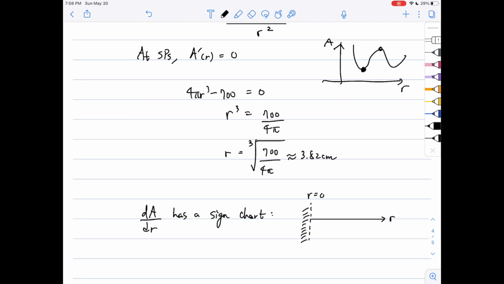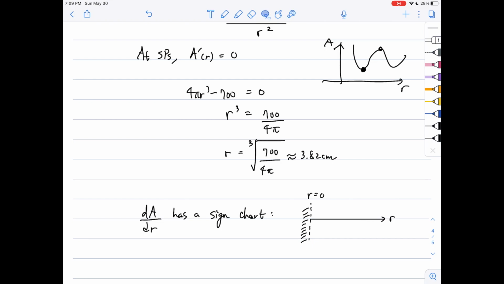And we want to figure out, hey, what's happening to the sign of the first derivative? Because if the sign of the first derivative is going from negative to positive, we have a local min, and that's what we want. If it's going from positive to negative, then we have a local max, okay? And that's not what we want. We want to minimize the surface area.